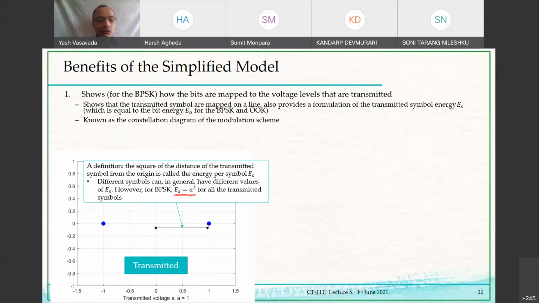Now, why is it called a constellation diagram? Any guess? This is not a technical question. Those of you who are good in English may know the word constellation. In what context does it get used?